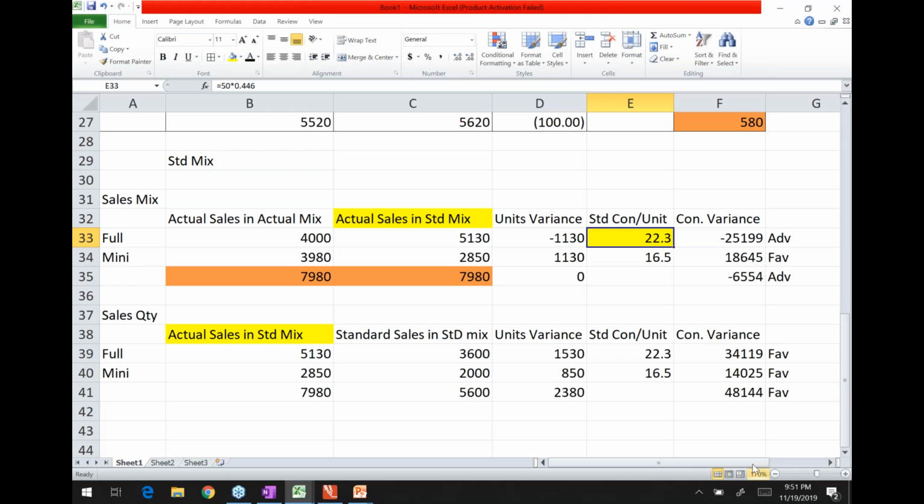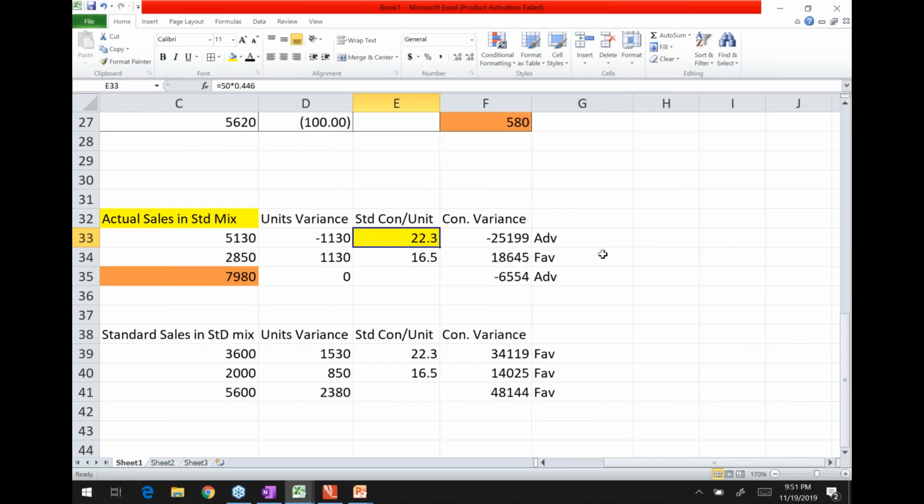This is more profitable. And the one which is more profitable, or I should say high profit, sold what? Adverse means what? Sold less or more? Adverse means sold less. So the high profitable product sold less.